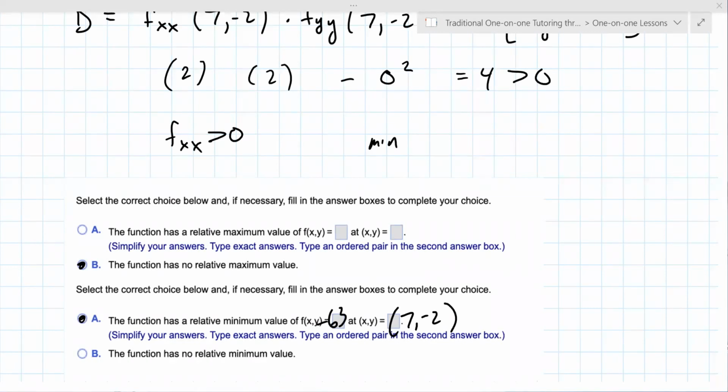Okay, so this is the last one for the min and max problems. You can see we're going through them a little faster each time. This one looks like it could have a min, max, or a saddle. Probably has some combination thereof.